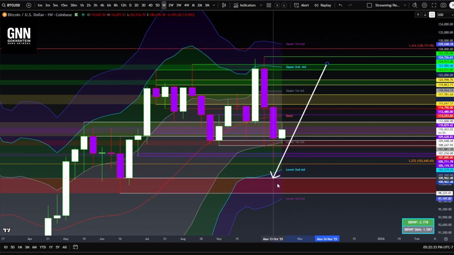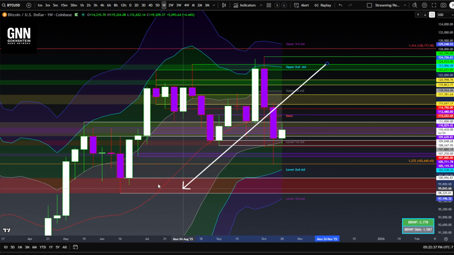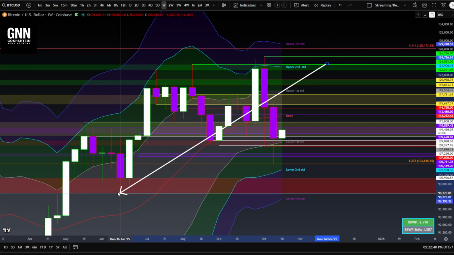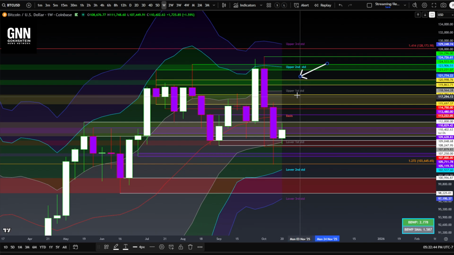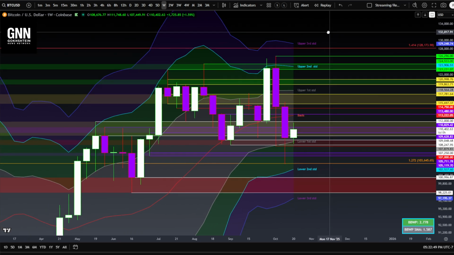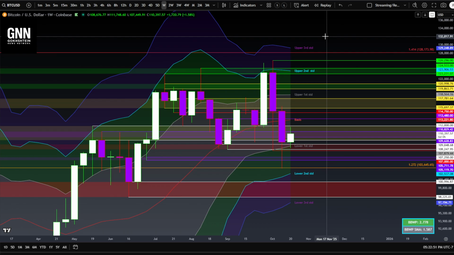That's where I would expect price to start hitting, even if it was just on a swing and it closes below the lower second. It would have to break all the way down below 98,225 to actually get weekly expansion to the downside, which I think, unless we see something catastrophic happen in the market, a lot of liquidity was wiped out.